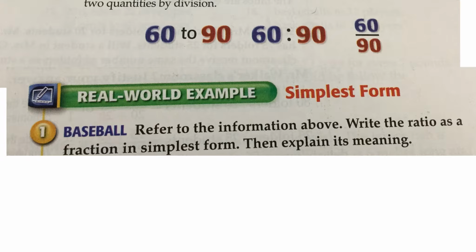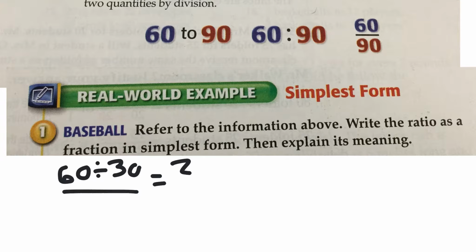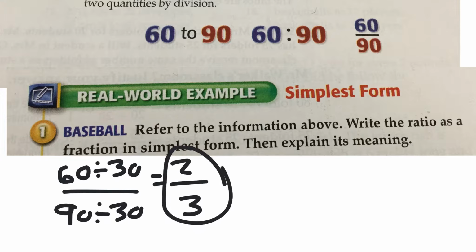So if we saw 30 was the greatest common factor, then I'm going to divide. So what is 60 divided by 30? It's 2. And if I divide 60 by 30, I have to divide 90 by 30. That's what keeps it balanced. Should be 2, right? And then 90 divided by 30 is 3. Keeping it balanced. So that should be 2 over 3.